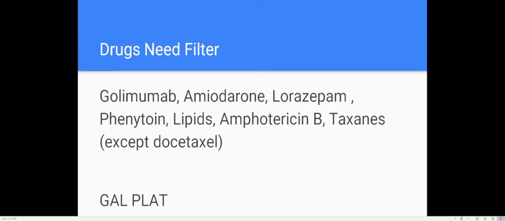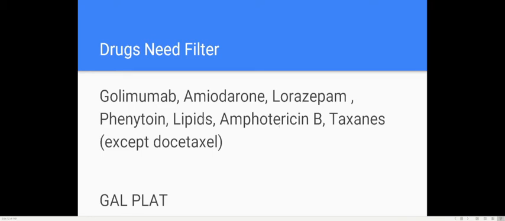So speaking of filters, what drugs need a filter? Galplat. So golimumab, amiodarone, lorazepam. So that's gal. And plat is phenytoin, lipids, amphotericin B, and taxanes, but not docetaxel.